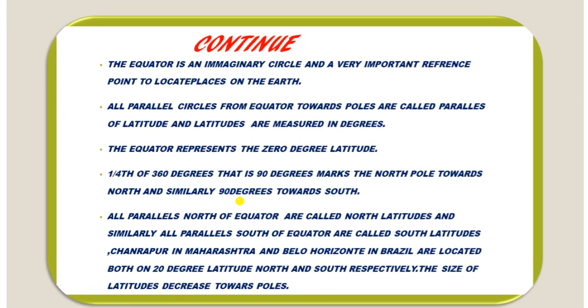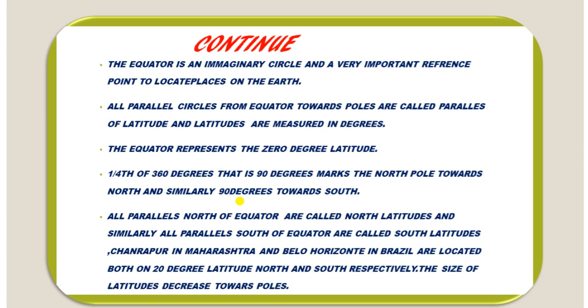If it is drawn on a two-dimensional picture, then we say it's an imaginary line. If the same is drawn on a three-dimensional globe, then it's an imaginary circle, and a very important reference point to locate places on the earth. All parallel circles from the equator towards the poles are called parallels of latitude, as I said earlier, because the concentric circles are drawn parallel, and those concentric circles are obtained from latitudes.